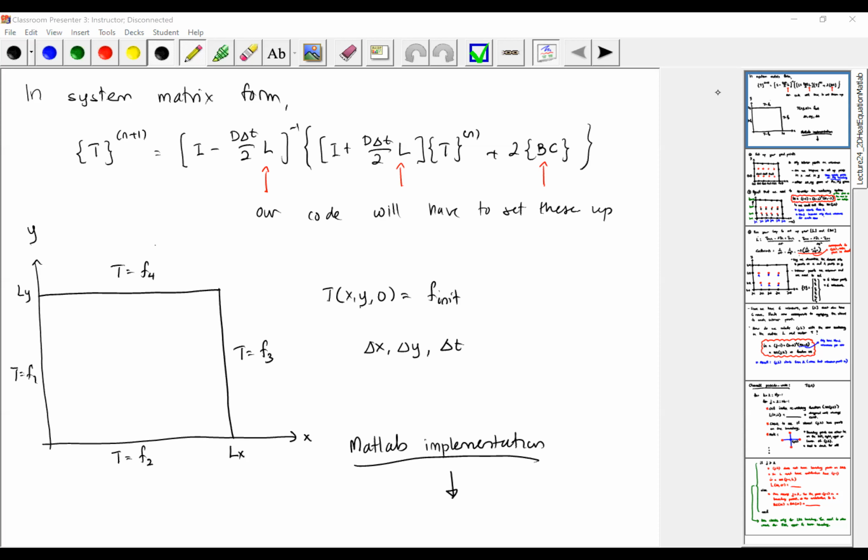Okay, so in yesterday's lecture, we basically looked at how we can set up the two-dimensional finite difference method to solve a two-dimensional partial differential equation.